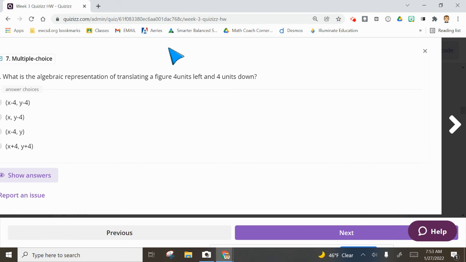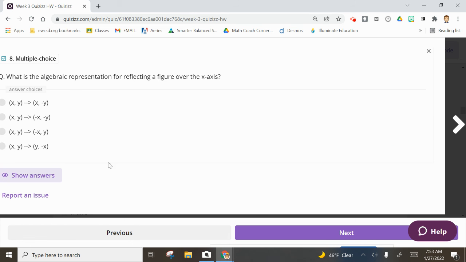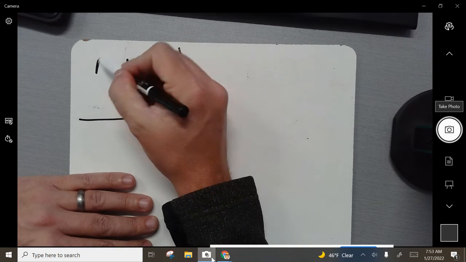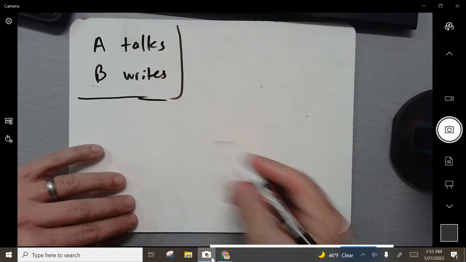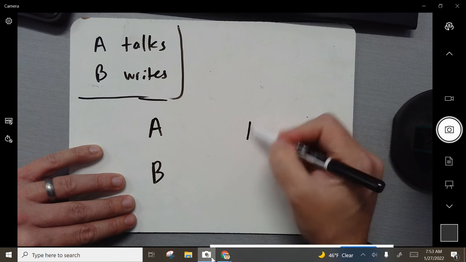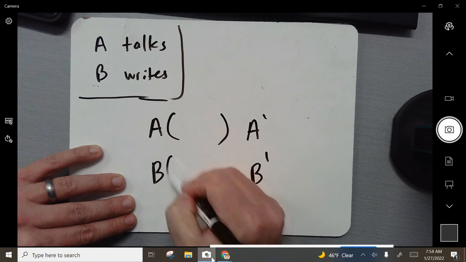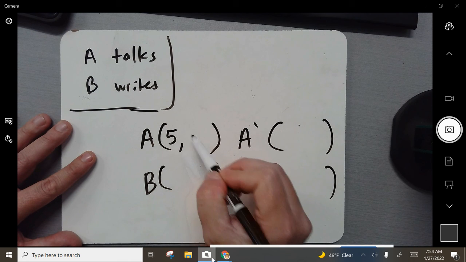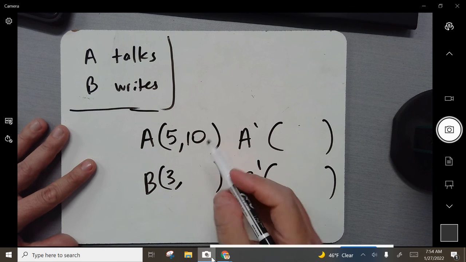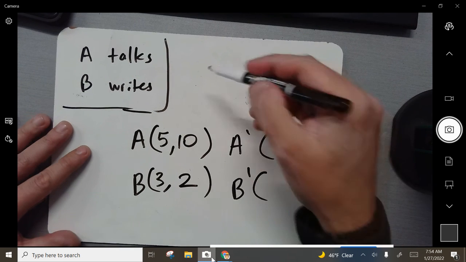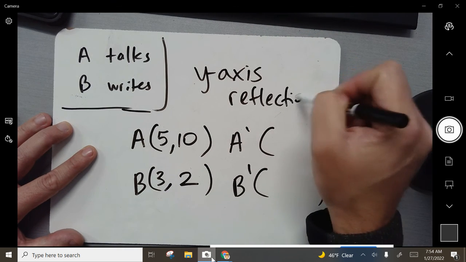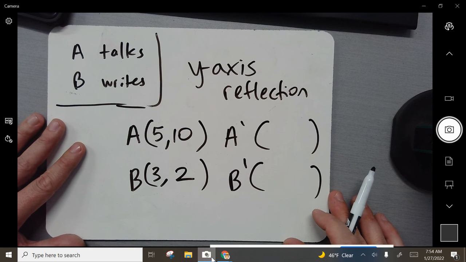All right. Switch roles. Let me see if I can get this zoomed out a little bit. You know what? I'm going to pause this, go back to this. Switch roles here. That was a little bit easy, but let's go ahead and switch roles. And let me give you a little more challenging one. A, B, and A prime, B prime. Now we're going to start doing coordinates. I think that's the best way to go about it. All right. If I said A is (5, 10), B is (3, 2), what are the new coordinates for a y-axis reflection?